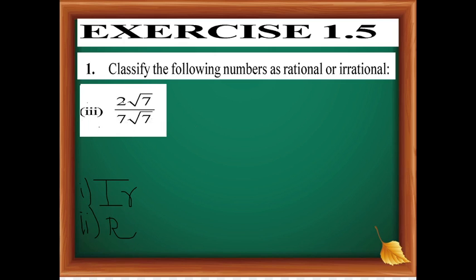Third question. Root 7 divided by 7 root 7. This is again a rational number. Why? Because we can cancel these both. Then the third one is also a rational number.